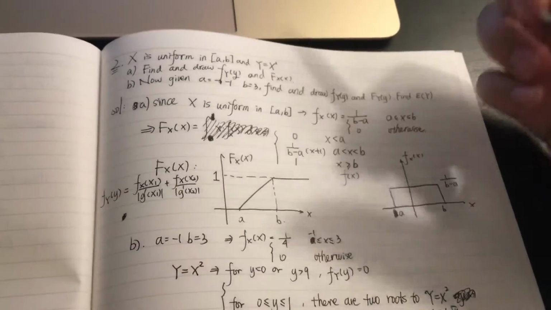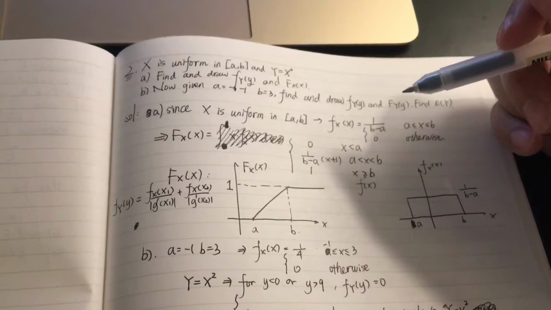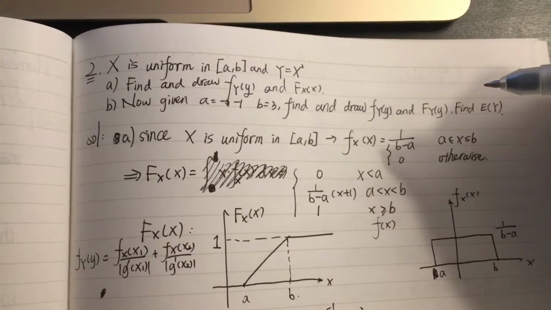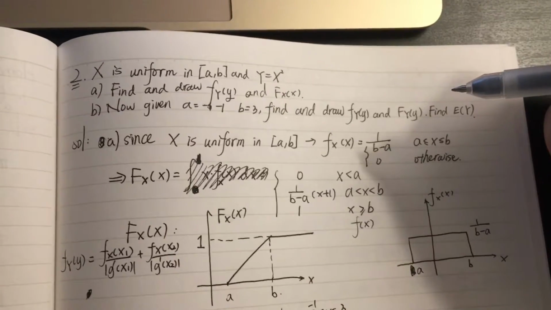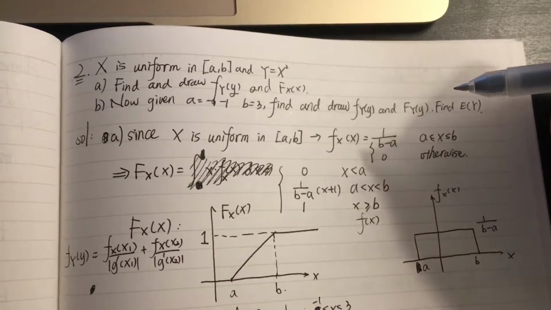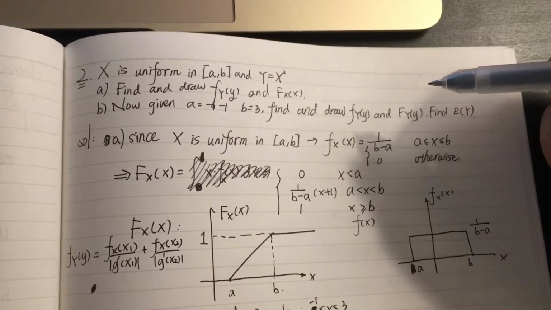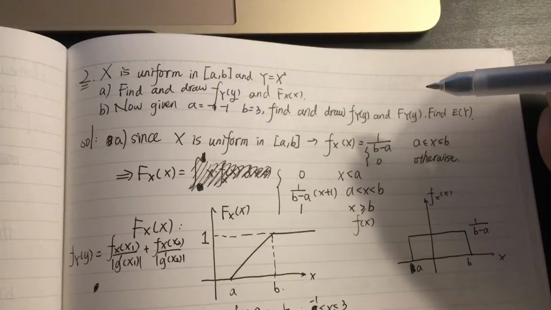This is the video recording for homework 3, problem 2, for probability in a stochastic process. The problem setting is X is uniform in the range a to b and Y equals X squared, and we need to find and draw f_Y and capital F of X.